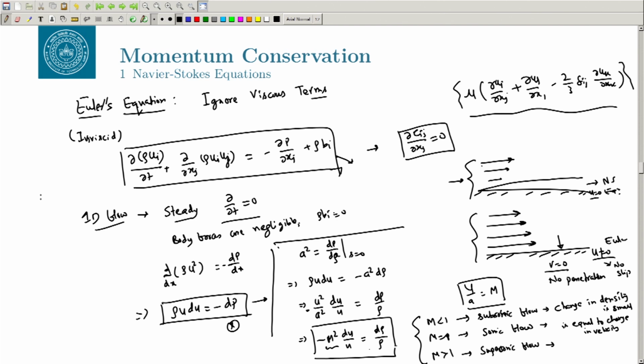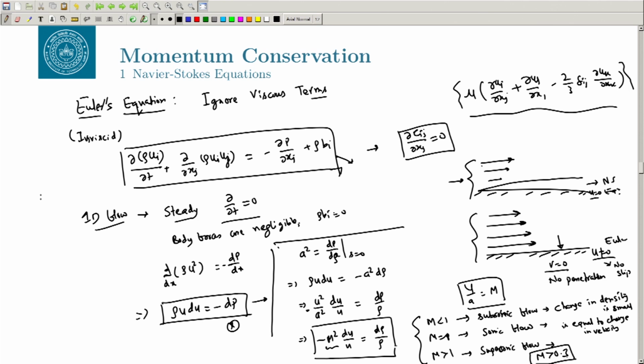In fact, the general thumb rule is that when the Mach number is greater than 0.3, the change in density, which is d rho by rho, is more than 5%. Because of that you cannot ignore the compressibility, and you have to use the compressible Navier-Stokes equations. Now, let us finish with one final thought.